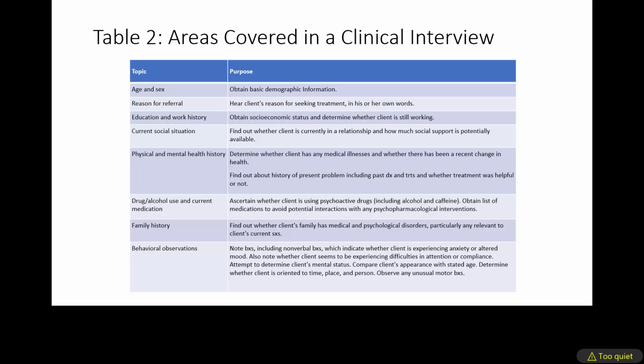Drug, alcohol use, and current medication, right? So I need to know, you might have been asked, how much caffeine do you drink? And I'll tell you right now that I'm on my fifth cup for the day, but that is okay. I am actually pretty sensitive to caffeine, so this is why I'm talking a little bit faster than usual. Okay, so again, list of medications in order to avoid potential interactions.